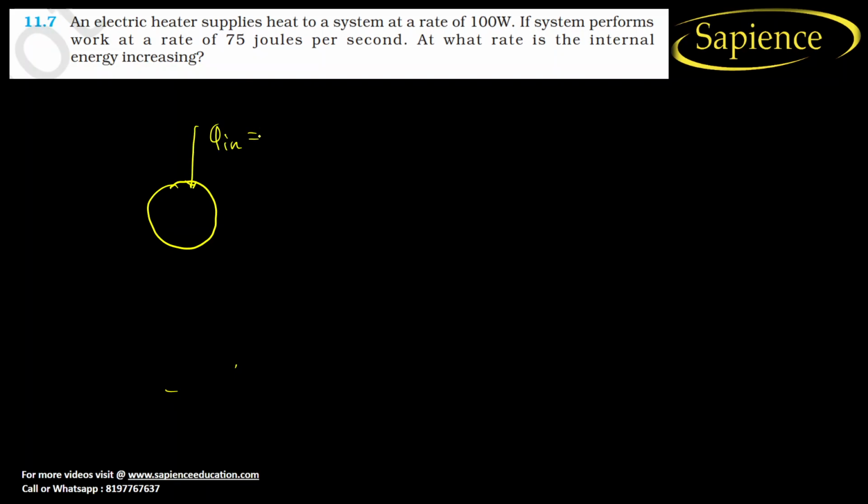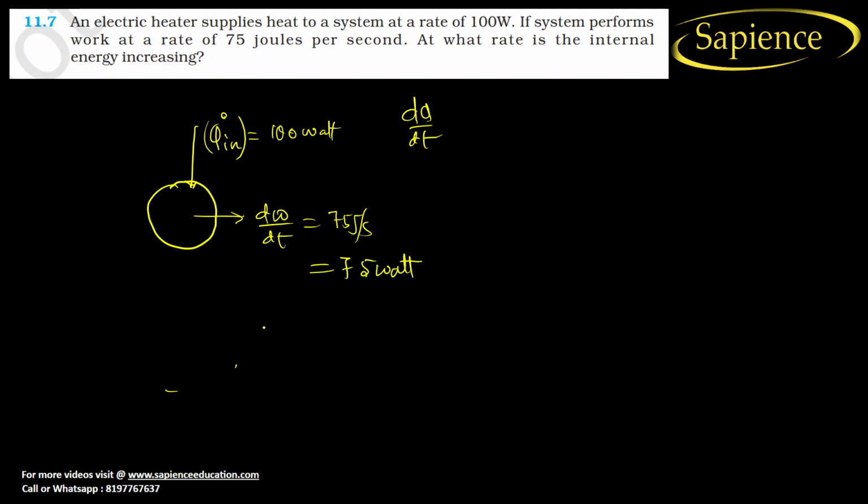So Q in is how much? Basically they are giving the rate of heat transfer, that is dQ by dt. Also they are giving a rate of work transfer, that is dW by dt. This is 75 joule per second, which will be 75 watt. Now what they are asking is, at what rate is the internal energy increasing?